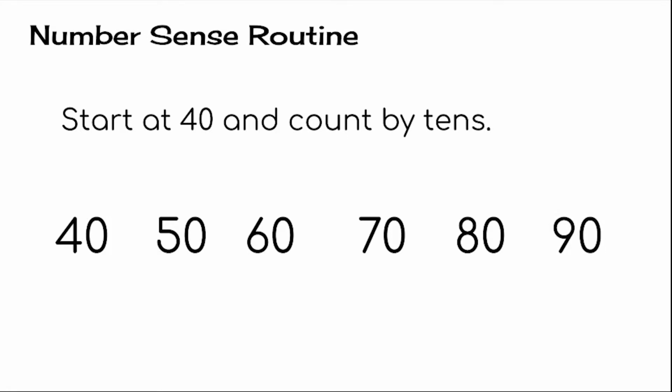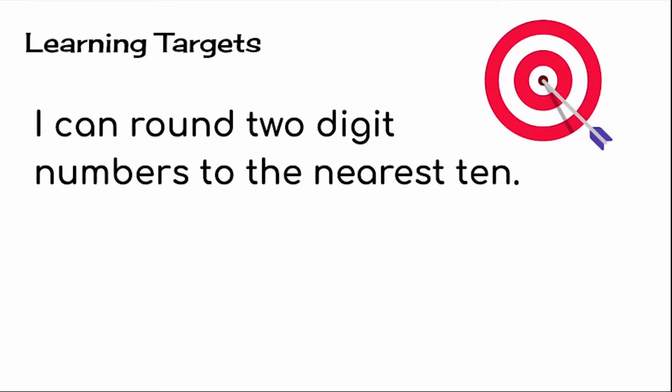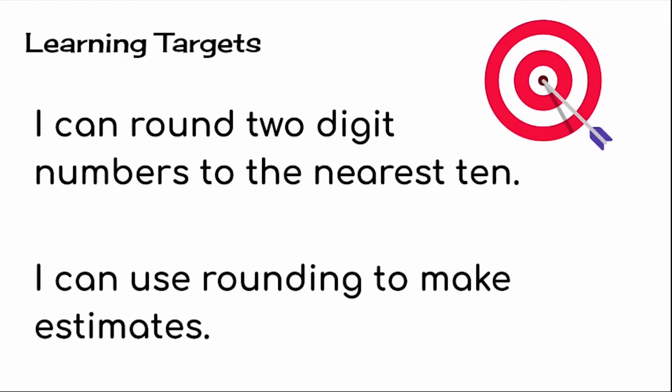Good job. All of the numbers, when we skip counted by tens, are called multiples of 10. And we're actually going to use these multiples of 10 and skip counting to help us today with our rounding. Our learning targets are: I can round 2-digit numbers to the nearest 10, and I can use rounding to make estimates.